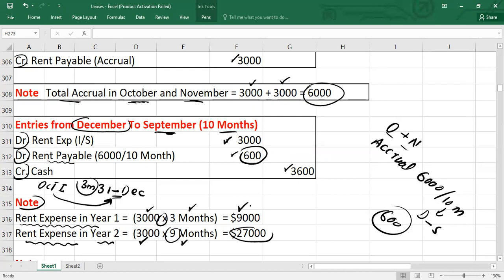Please note, guys, this is simply a rental agreement. In this short-term lease or low value lease, you will not record any asset nor any liability. That is why it is also called off balance sheet financing.